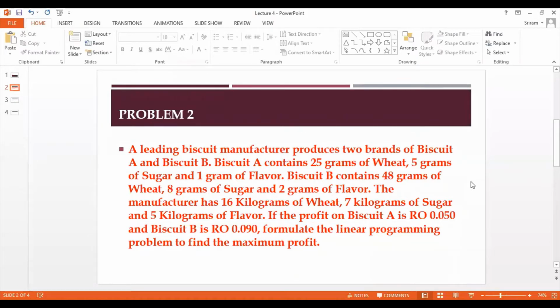Here they have defined the availability. He has 16 kilograms of wheat, 7 kilograms of sugar, and 5 kilograms of flavor. Now, if the profit on biscuit A is Rial Omani 0.050 and on biscuit B is Rial Omani 0.090, formulate the linear programming problem to find the maximum profit.